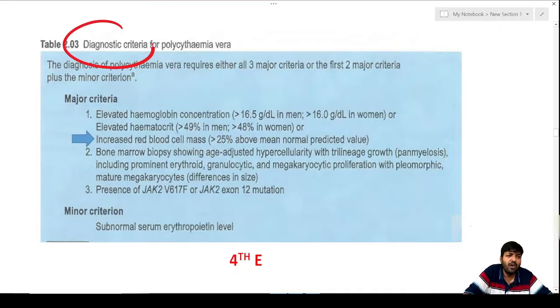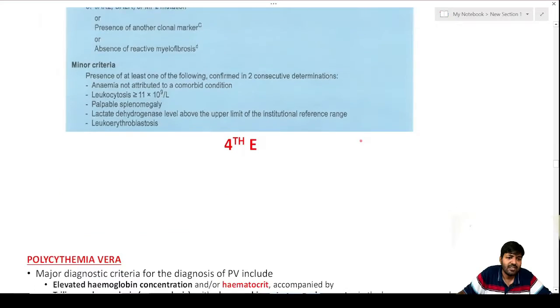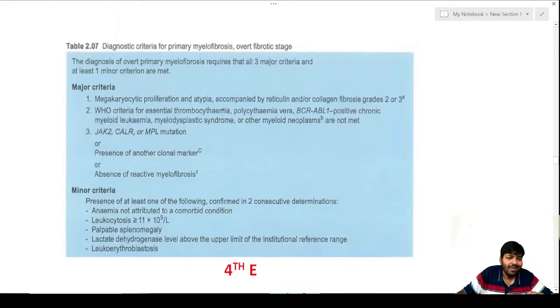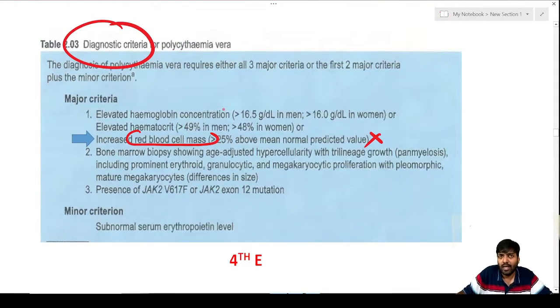So the diagnostic criteria of PV more or less is the same. The only thing is the increased RBC red cell mass. This was there in one of the major criteria as an OR, but this criterion has no more relevance because this test used to be carried out: the determination of RBC cell mass was carried out with 51 chromium labeled red cells. It has become uncommon in clinical practice, and therefore it has been removed as a diagnostic criterion. Rest all the criteria for polycythemia vera remain the same. This point you have to remember.